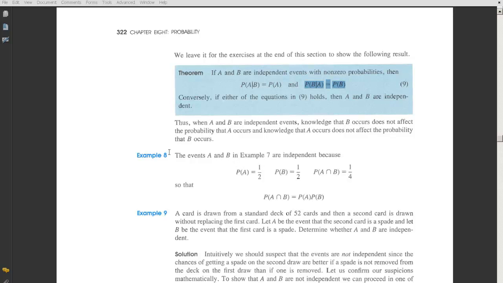Okay, we just did example 8 already. And here's a second example. So let's do this.